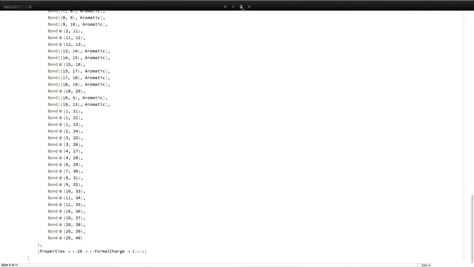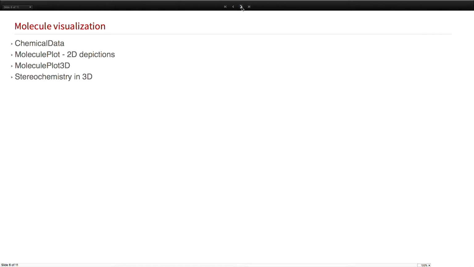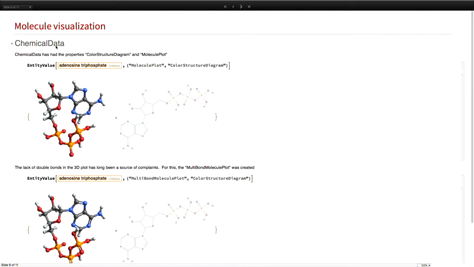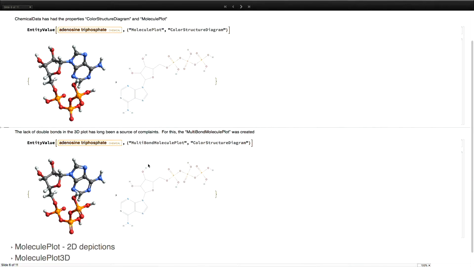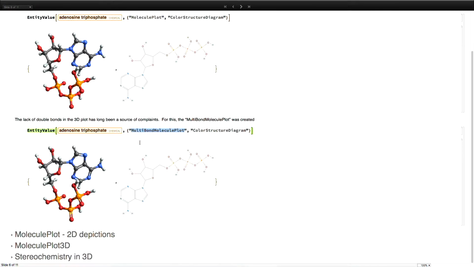Okay, now we move on. So now you might ask about visualization. Let's again take a look at what we've done so far. If we look at ATP, you can look at the molecule plot or the color structure diagram. Note that the color structure diagram shows no stereochemistry information, and the 3D plot has no double bonds, which is something I've heard complaints about from users. So we introduced in entity value the multi-bond molecule plot earlier in the year, or last year. But we still don't have stereochemistry information there because it's not in the packlet.